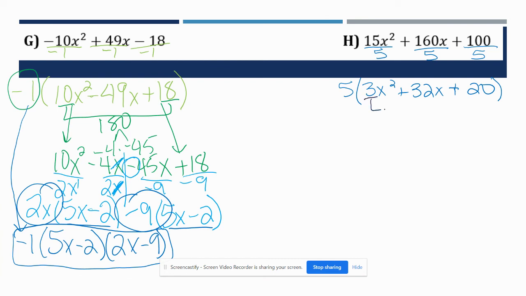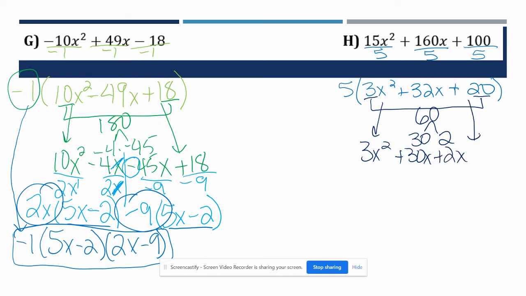We're inside the parentheses. 3 times 20 is 60. The factors of positive 60 that add to 32 are 30 and 2. Positive 30 times positive 2 is positive 60. Positive 30 plus 2 is 32. Bring down the 3x squared plus 30x plus 2x. Bring down the positive 20.